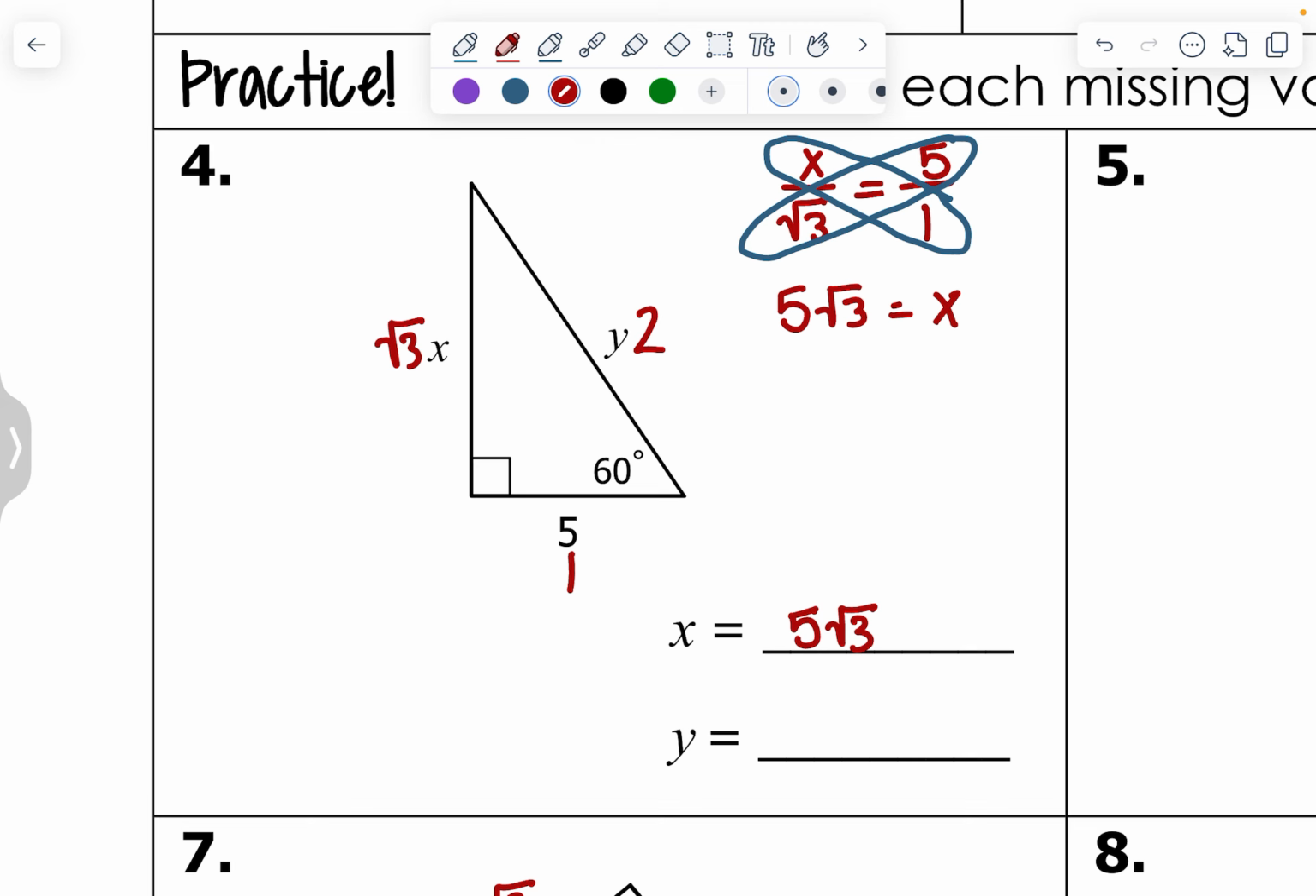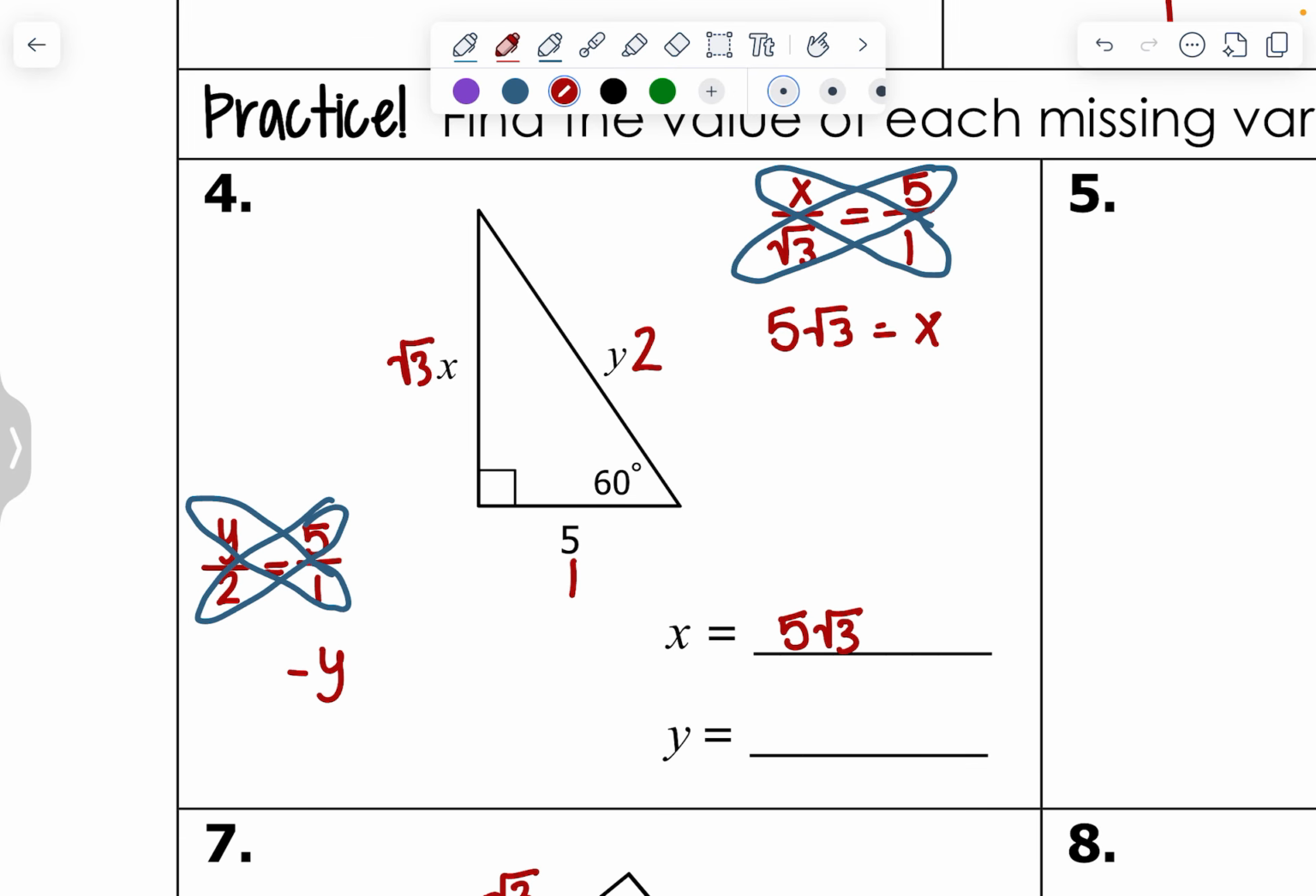All right, to find y, we're going to put y over the rule, the missing side over the rule. What is the rule with y? The rule with y is 2. And that's going to equal our given side. The only side that we know is still 5 over the rule, which is 1. And if we want to get y by itself, we need to cross multiply. Y times 1 is just y. And 5 times 2, what is 5 times 2? 10.